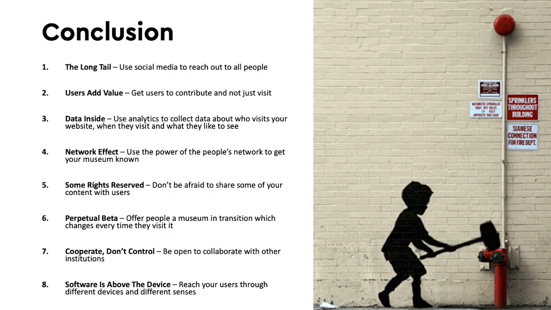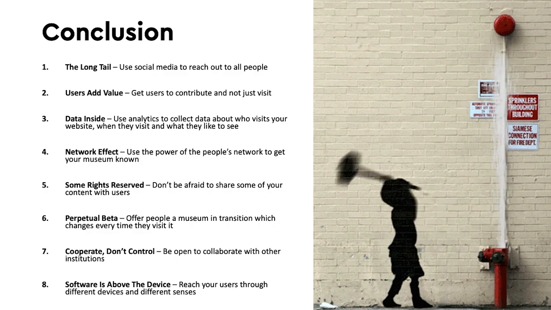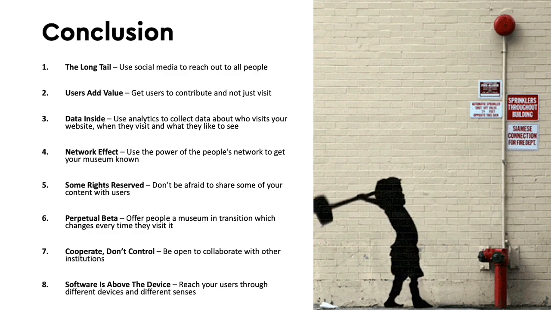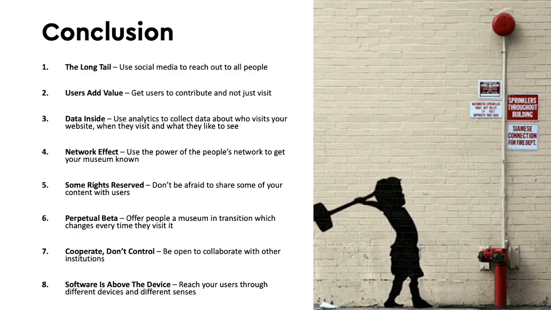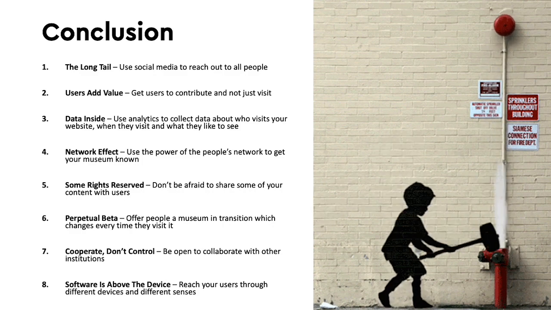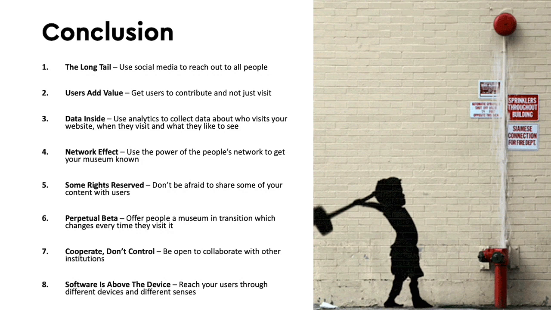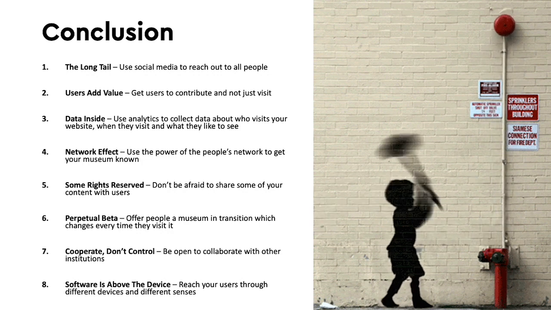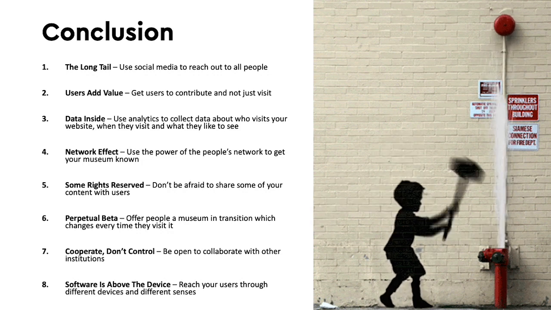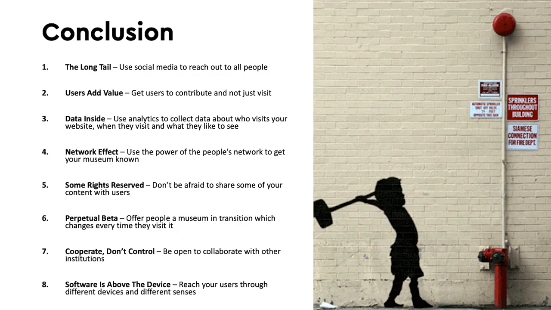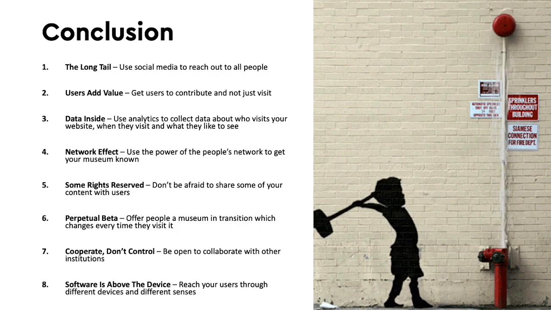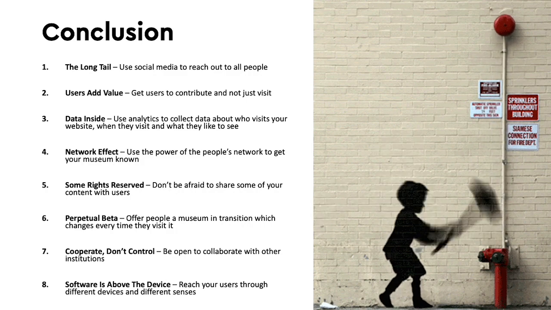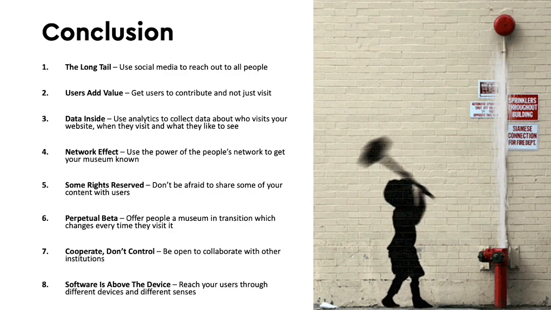The fifth is some rights reserved, so don't be afraid to share some of your content with users. The sixth is the perpetual beta, so offer people a museum in transition, which changes every time they visit it. The seventh is cooperate, don't control. Be open to collaborations with other institutions. And the eighth is software is above the device. Reach your users through different devices and different senses.